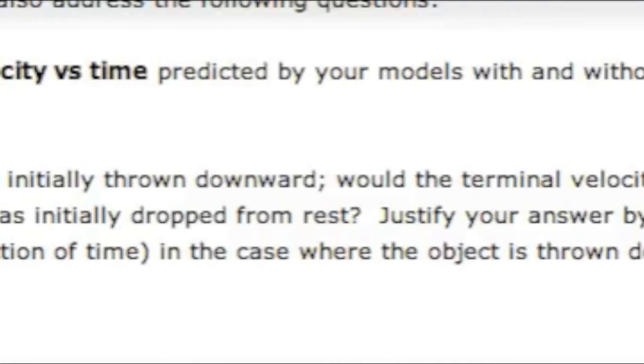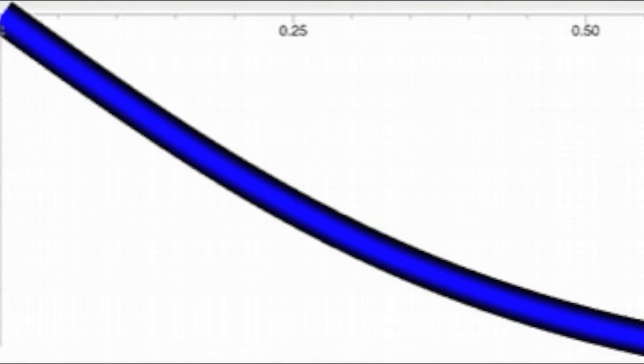Alright, now let's answer the lab questions. In response to the "what does it mean" question, the model that takes into account the weight and the drag force is better for displaying terminal velocity. This is the velocity versus time graph for the model with drag and gravity. Terminal velocity is reached when the amount of drag force is equal to the downward gravity force. The net force is zero, so the terminal velocity is the final constant velocity. As you can see in the graph, the line begins to level off to a constant value, indicating the terminal velocity.